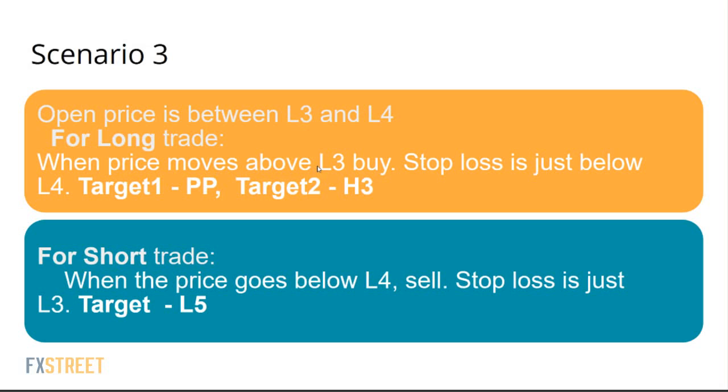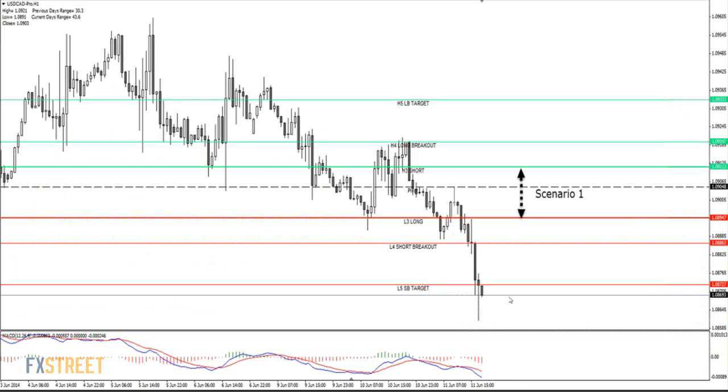For a third scenario, let's say that the open price is between L3 and L4. For a long trade, when price moves above L3, we buy. Stop loss is just below L4. For a short trade, when the price goes below L4, we sell. Stop loss is just below L3. So this is, for example, L3, we have an L4, scenario 3.